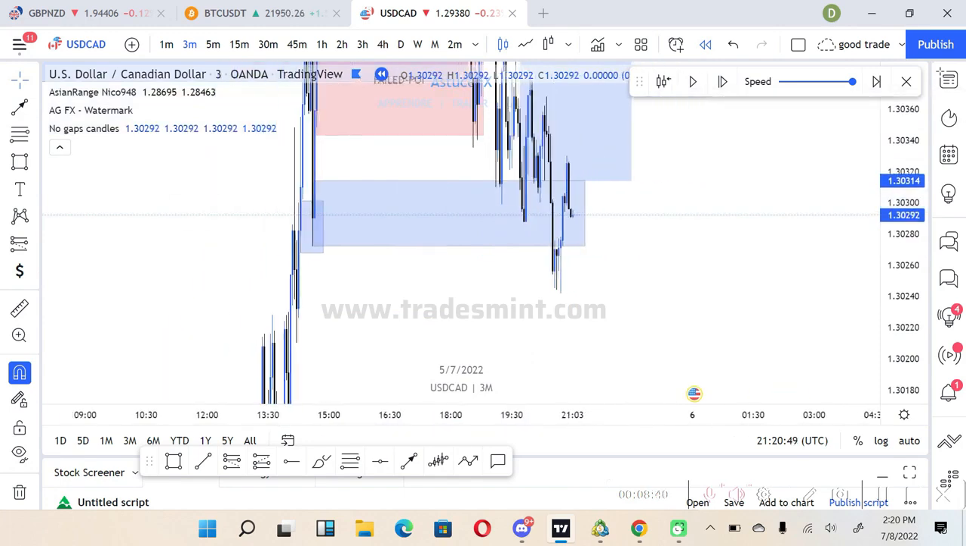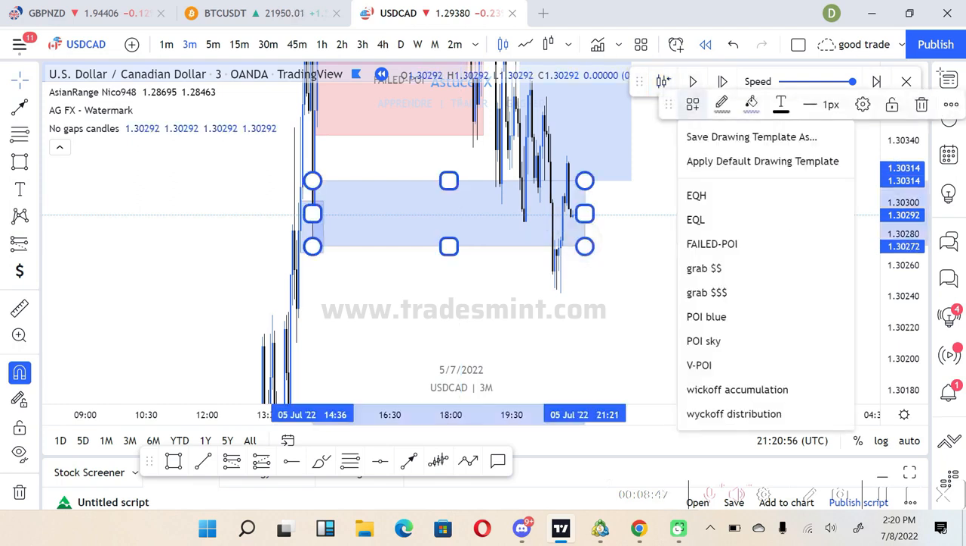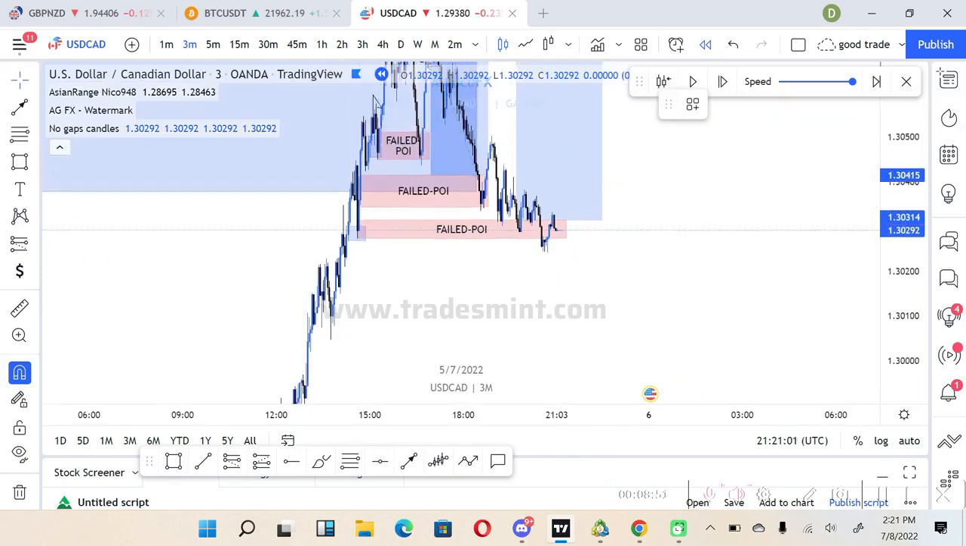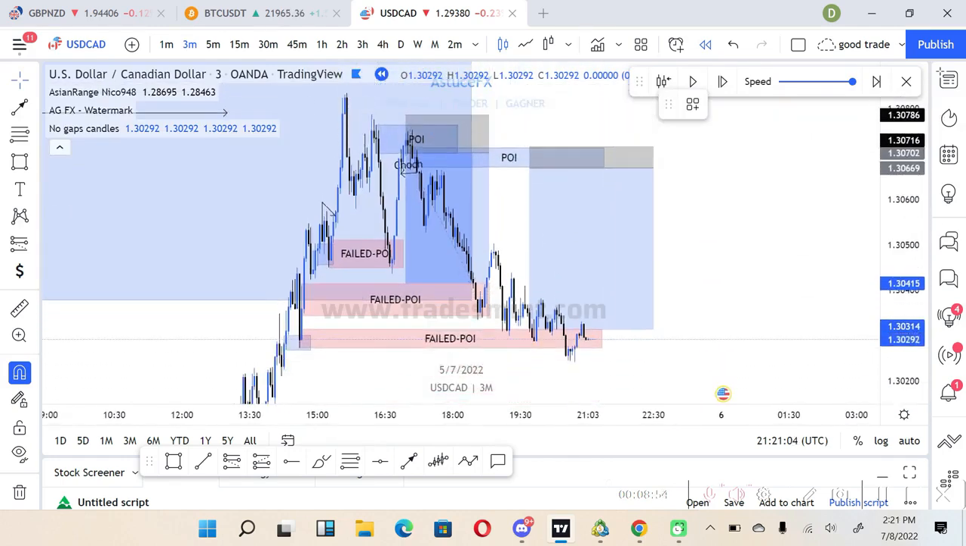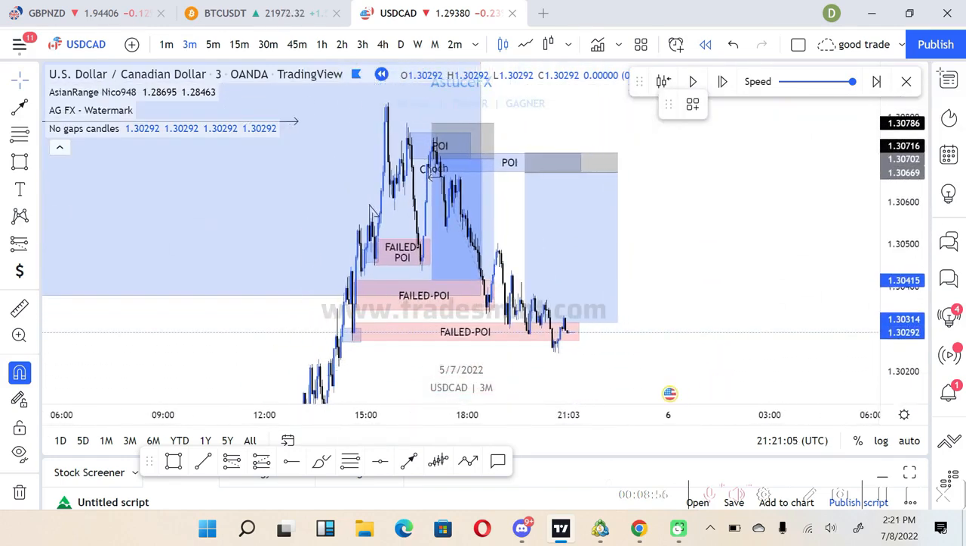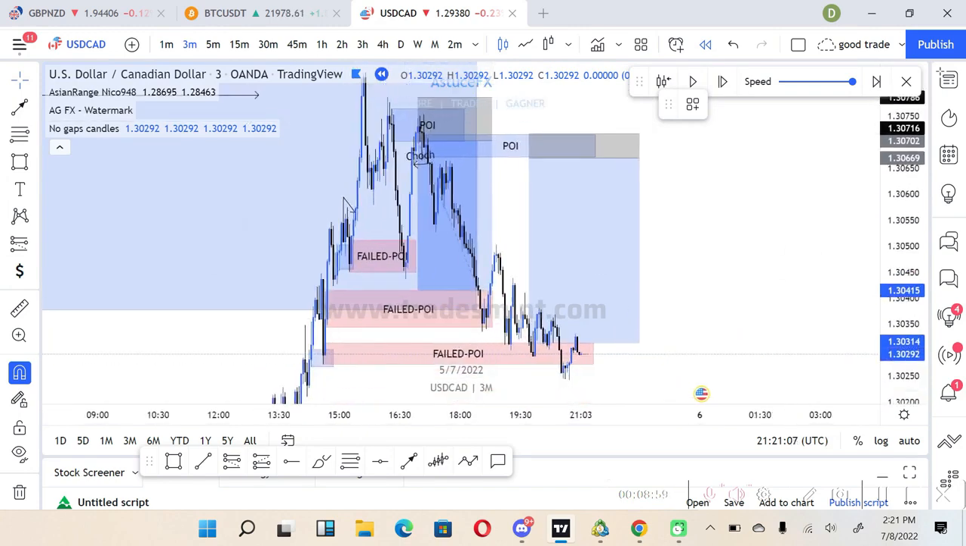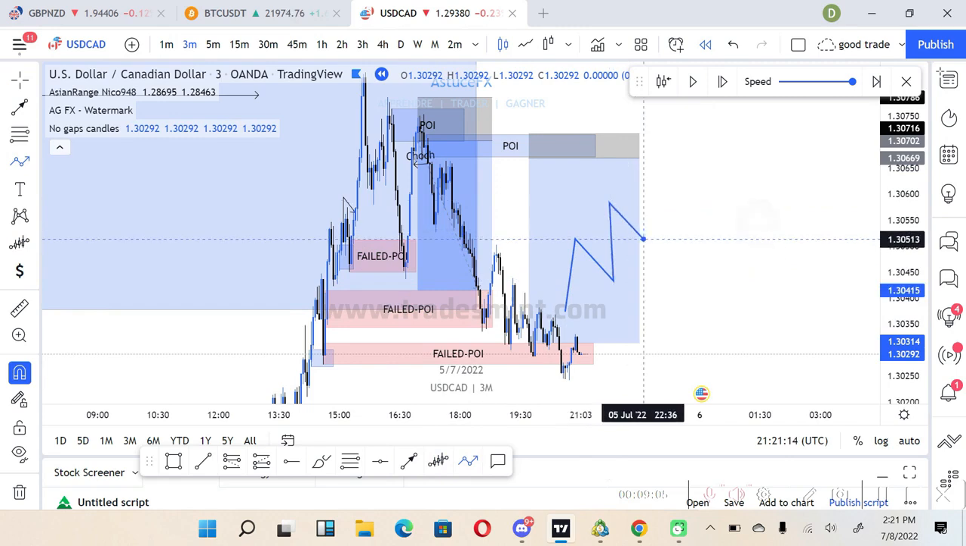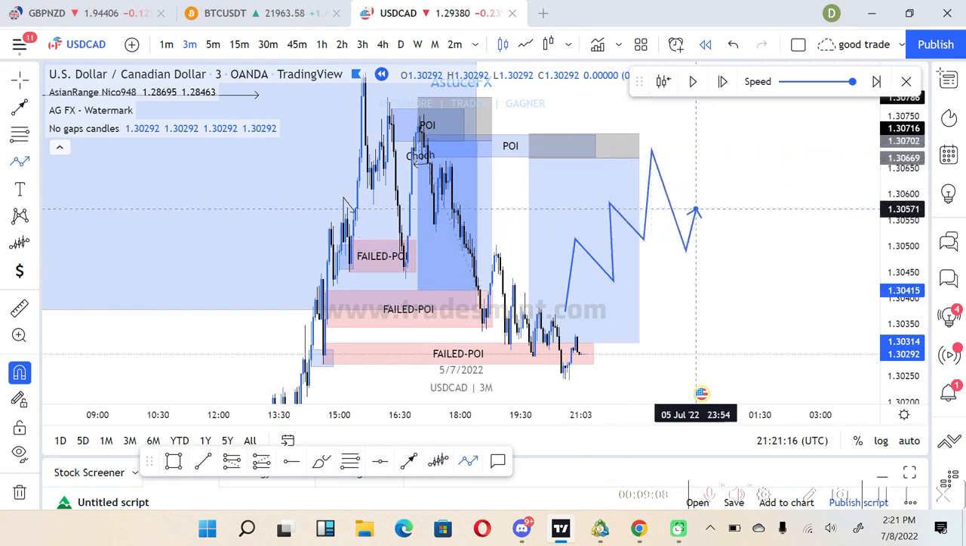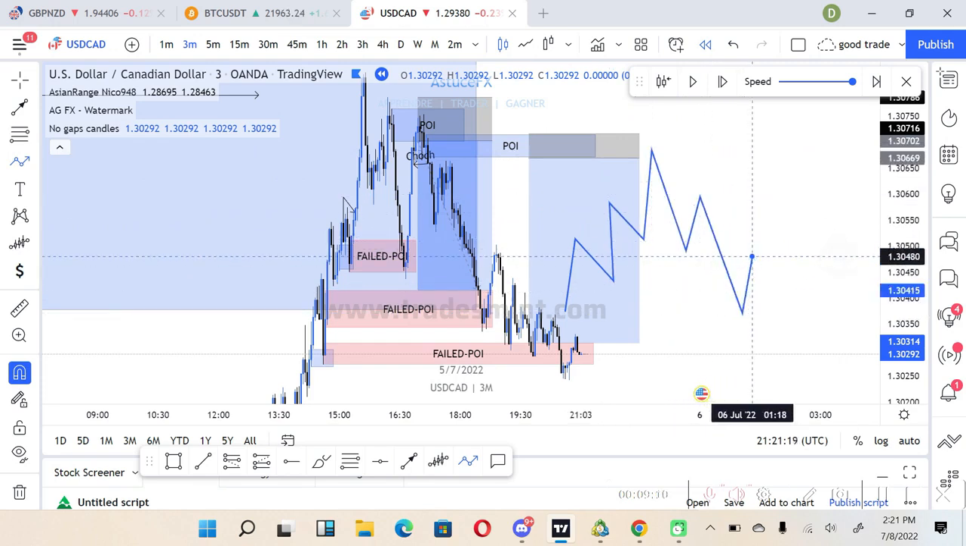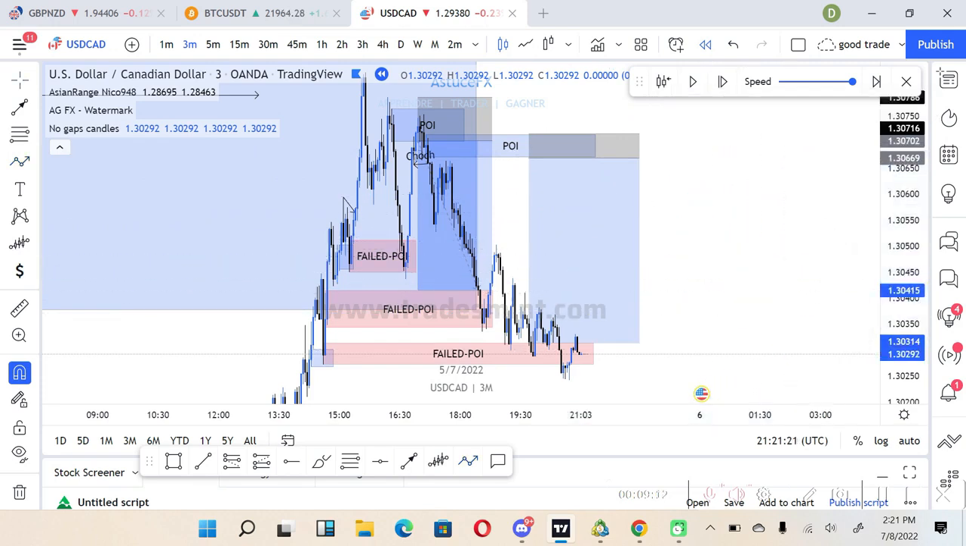As we fail this one also, we can clearly see that we are still bearish, because we are failing demand and supply is still in control. This one is a failed POI. As we are having failed POIs again and again, we can clearly see that supply is in control. So what will happen here is price might do something like this, come here, tap into this and drop lower. We can have something like this. This is actually another re-entry. Let's see.